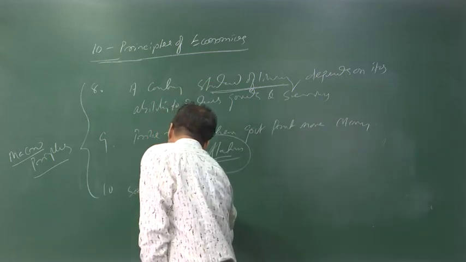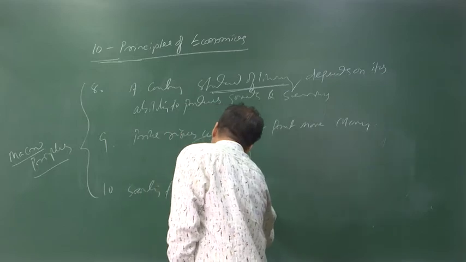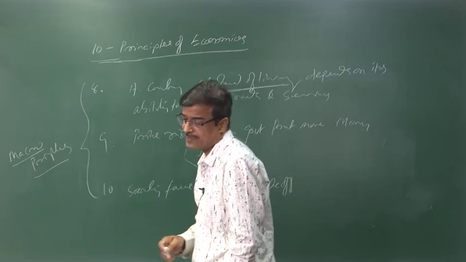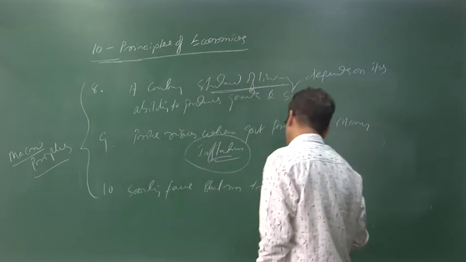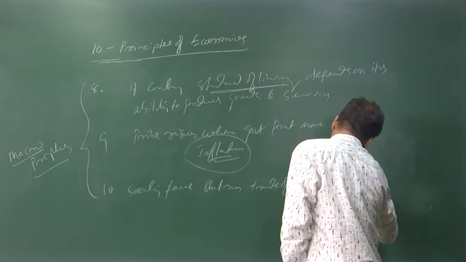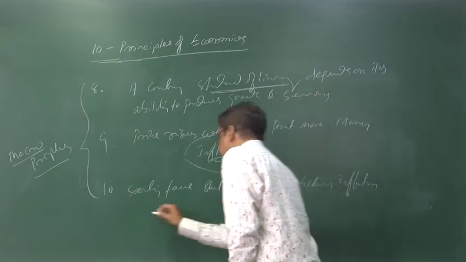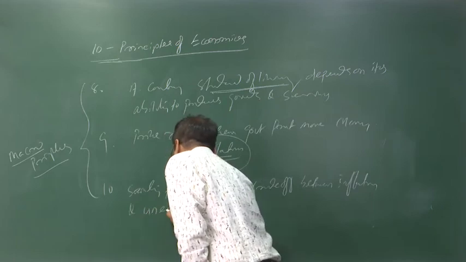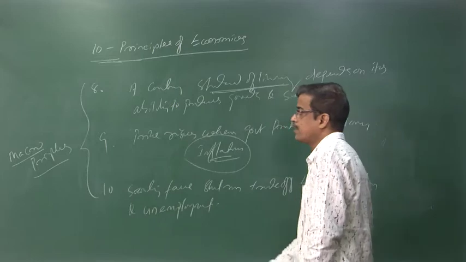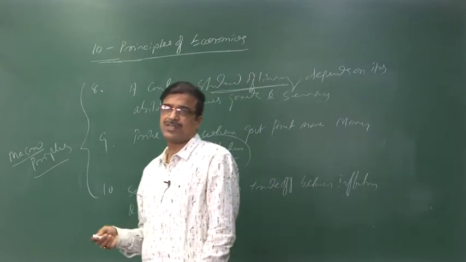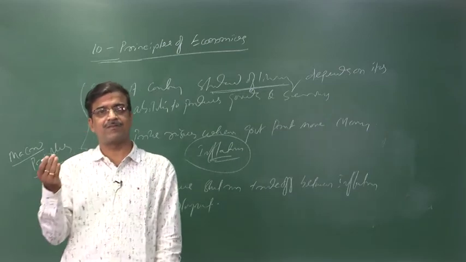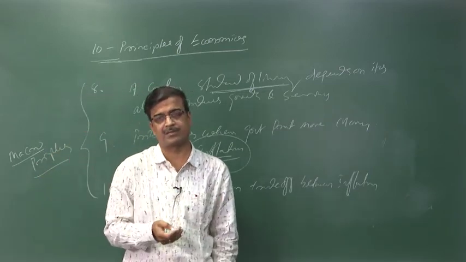Society faces a short-run trade-off between inflation and unemployment. So there is a trade-off here, again from the macro point of view. What is the trade-off? The trade-off between inflation and unemployment.